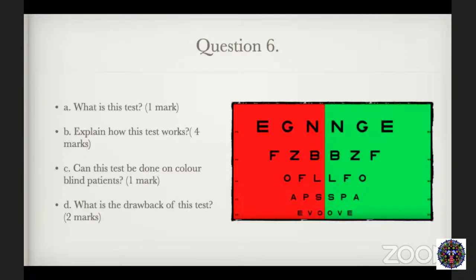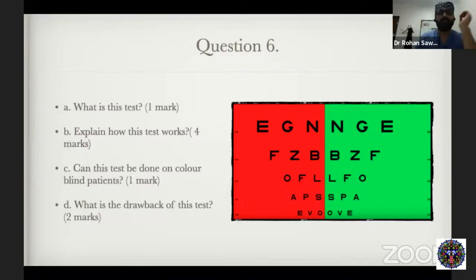Why? Again, because the principle is chromatic aberration. It's got nothing to do with color discrimination by photoreceptors, because colorblind patients generally cannot discriminate colors. This test isn't based on that, so you can still do it.